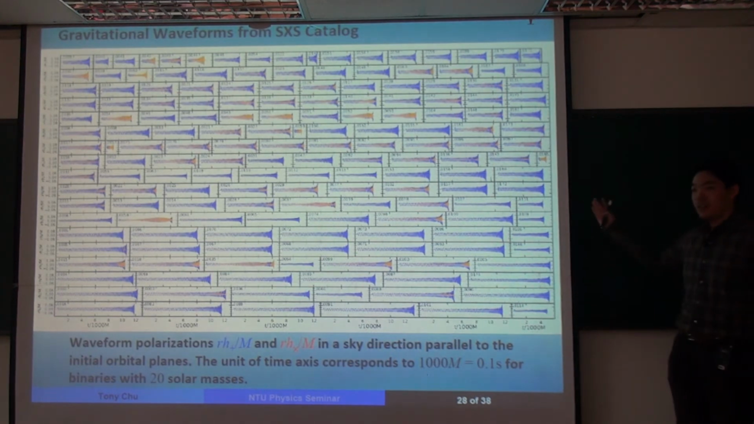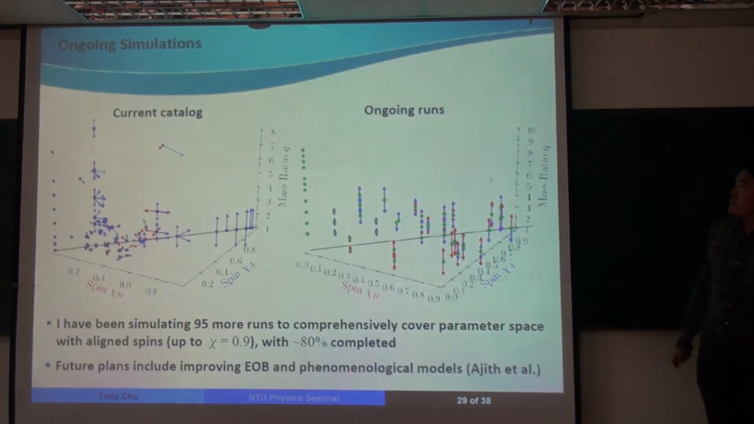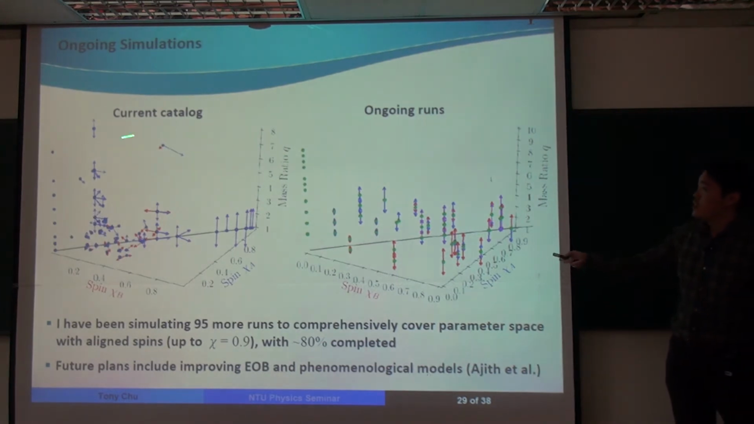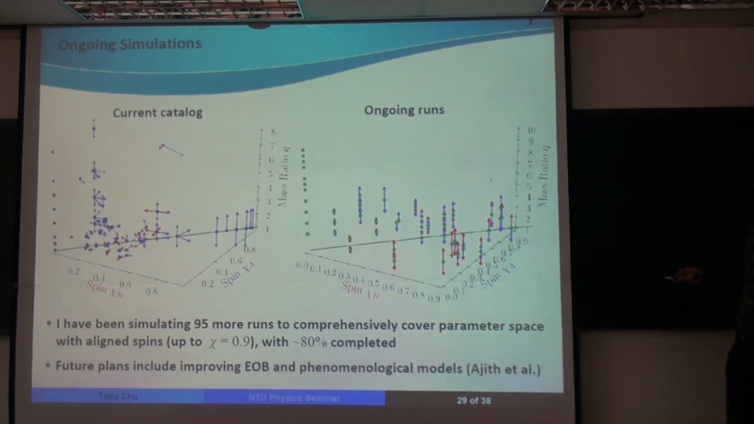Okay, and here's just a figure for fun, which shows all the gravitational waveforms, all 174 of them from our catalog. So that's really it for this slide. And here's the parameter space coverage of our current catalog. But of course, there are also more simulations in the pipeline. So here are some ongoing runs that I am in charge of.